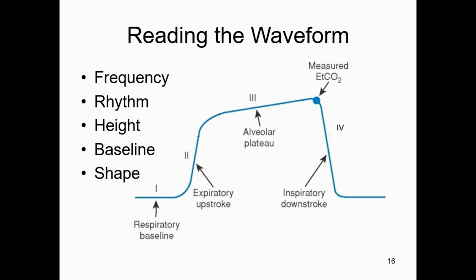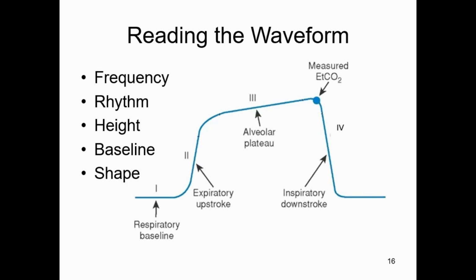Next, we'll look at the height. How tall is the waveform? This equates to the level of CO2 that is being exhaled. Next, the baseline. How's the baseline staying? Is it staying at 0? Is it slowly creeping up? Is it slowly creeping down if it's above 0? And what does the shape look like? This is probably the most important one. Is it square? Is it slanted on one side? Does it have rectangles in it and whatnot? Just like reading an EKG, all of these are important to the overall interpretation of the waveform.